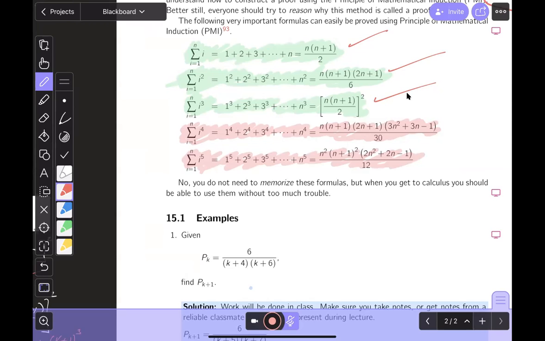Whatever works for you, including going to the internet, including Khan Academy, and doing PMI. Now, if you're taking another course at college, like discrete mathematics, I'm pretty sure they'll be doing PMI, as should your computer science teachers. They should also be going through PMI, which is the principle of mathematical induction.